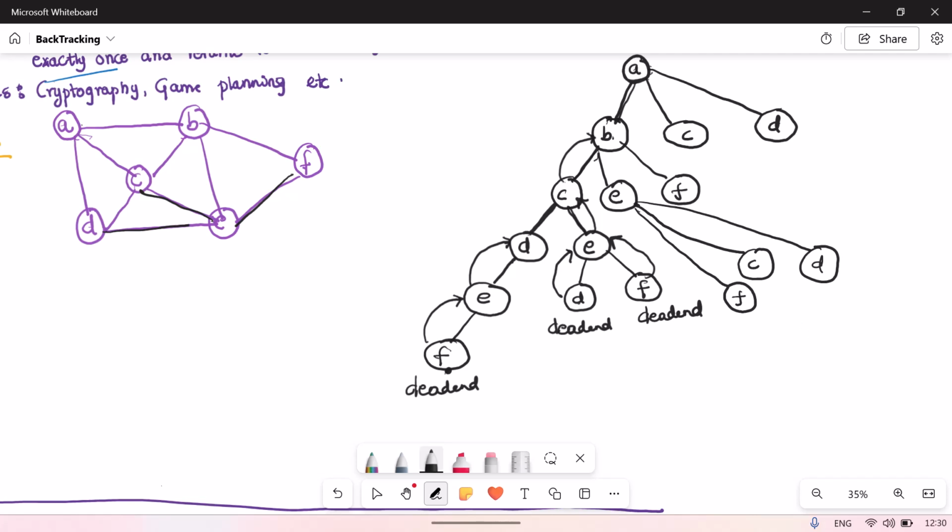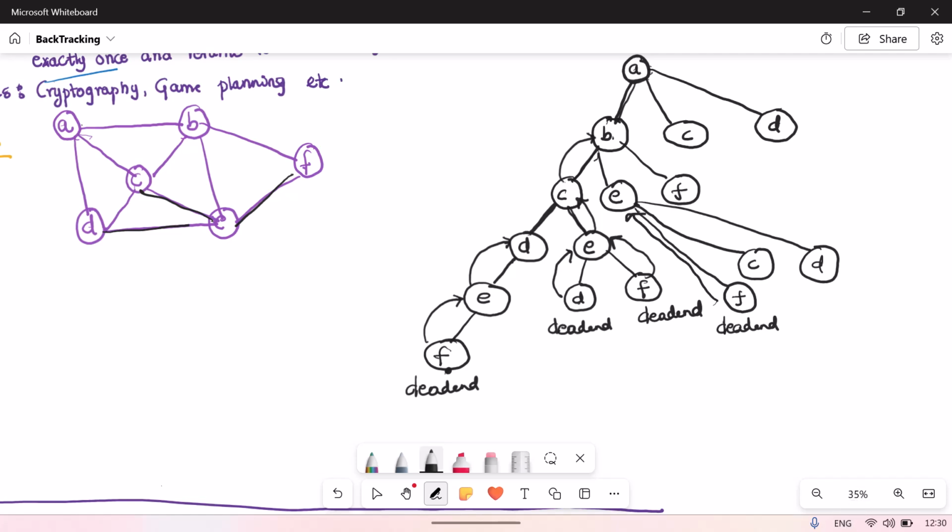So from F, is there a solution? From F, E to F, B is already visited. So from E, F is already visited. This is also visited. So everything is a circuit, so it's not a cycle. So dead end here. So from here, go back.